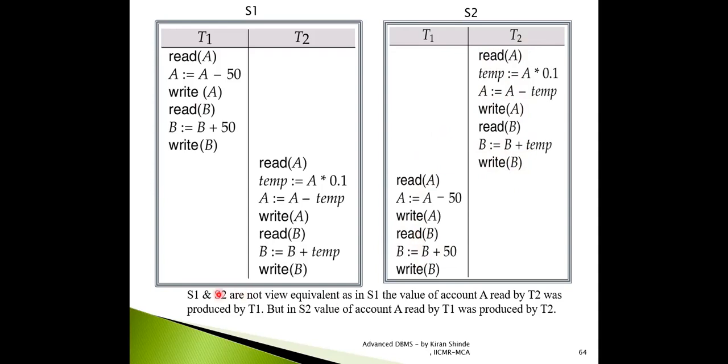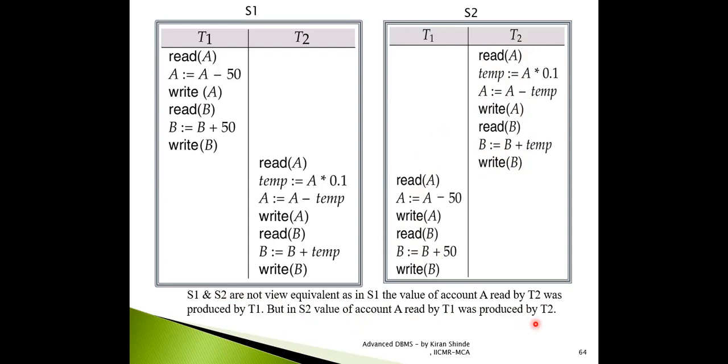So what we can say, S1 and S2 are not view equivalent, as in S1 the value of account A read by T2 was produced by T1, but in S2 the value of account A read by T1 was produced by T2. Exactly, both are contradictions of each other.